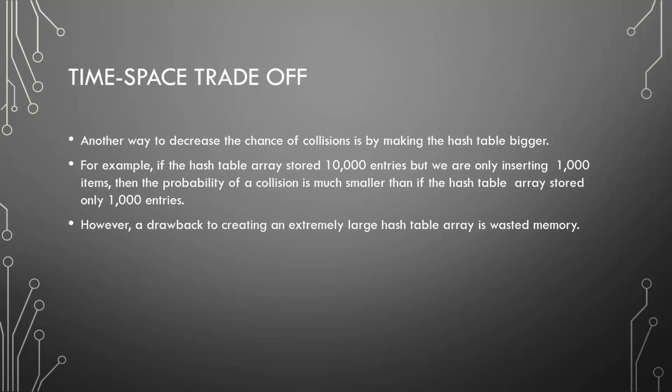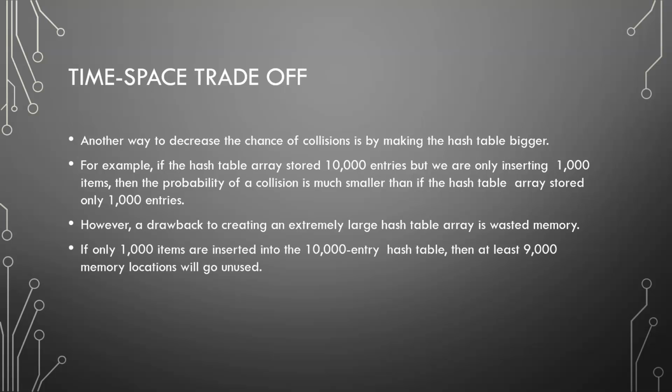However, there is a slight drawback to creating an extremely large hash table array, and that's wasted memory, because you're allocating, hey, I need all the space for this structure. Great. But now it's just sitting there. It's not being used. If only 1,000 items are inserted into the 10,000 entry hash table, then you have 9,000 memory locations being unused. So there's 9,000 things in memory just waiting, but they're not doing anything. All right, this illustrates what's known as the time-space trade-off. Sure, you're increasing the speed of your program, but the trade-off is that you're taking up more space, more memory within your program.